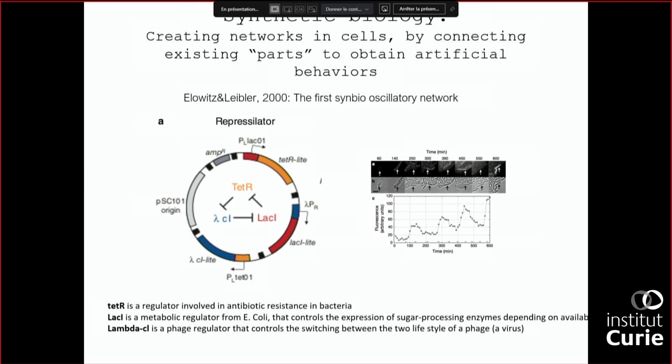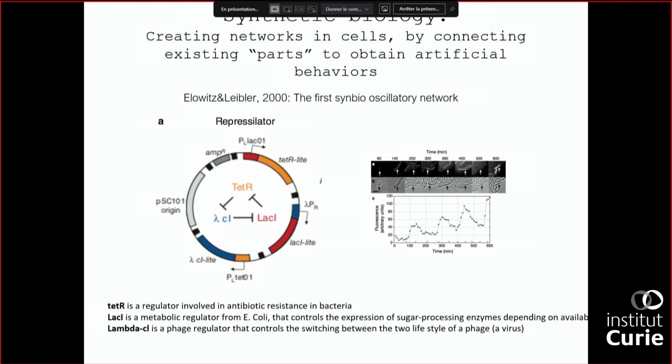Their goal was to demonstrate that you can use the cell as a kind of platform, as a kind of machine, put your own artificial network inside of the cell, and have the cell implement the dynamic you wanted to encode in this particular network. In this case, the goal was to implement oscillatory behavior. And the network they decided to use to perform this function is this one. It's a network with three nodes linked by three negative interactions, so three repressions in a loop.